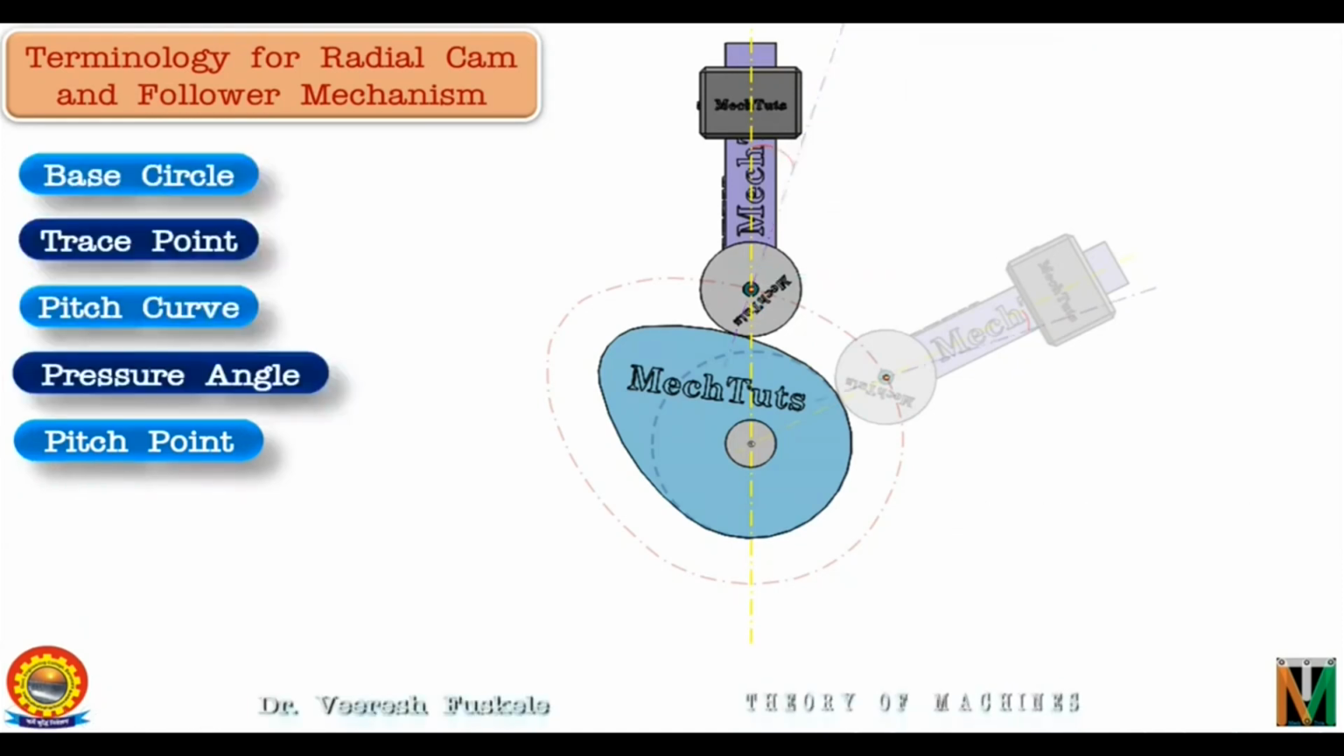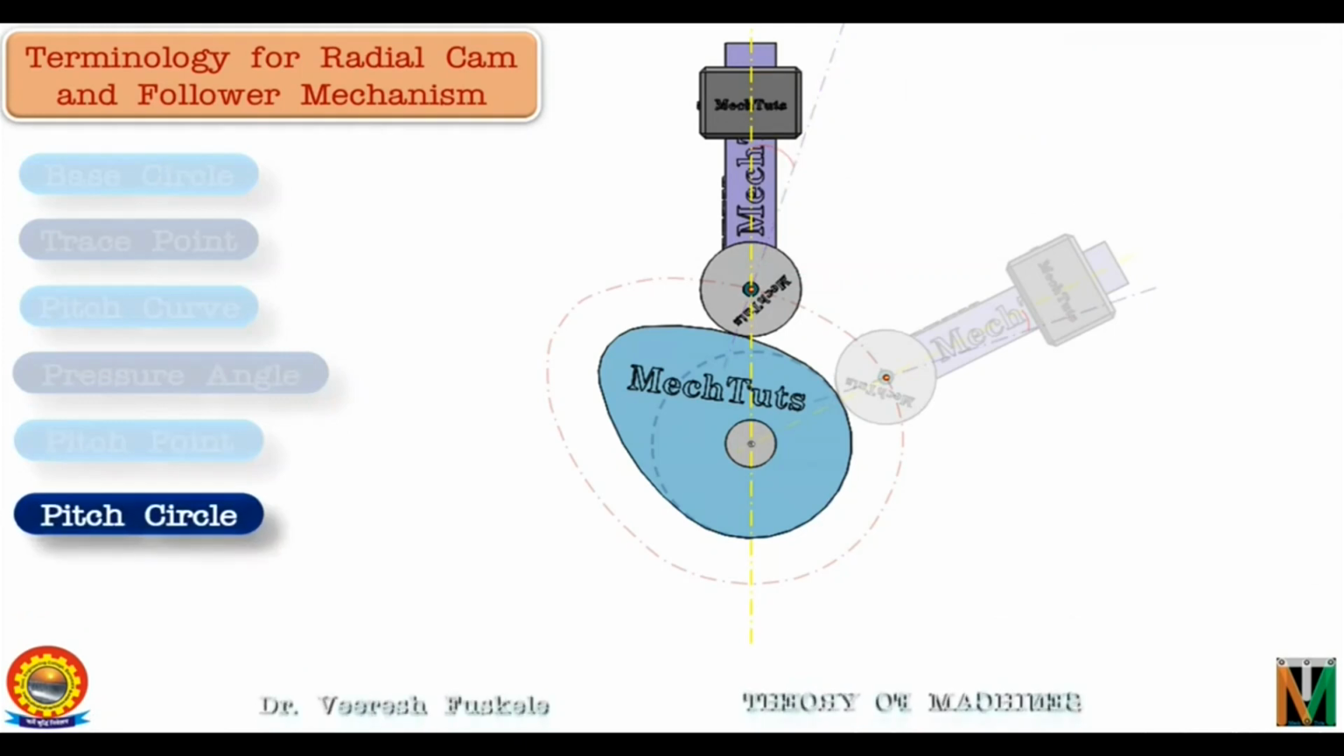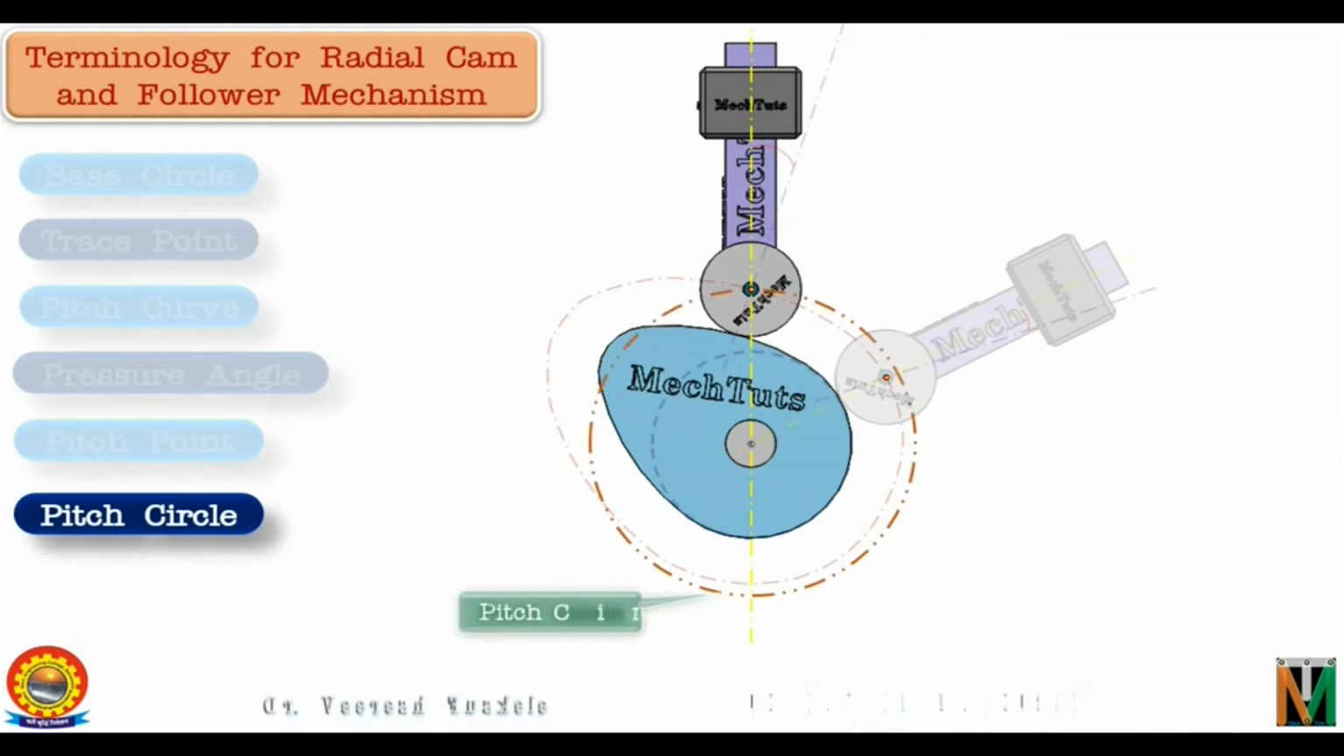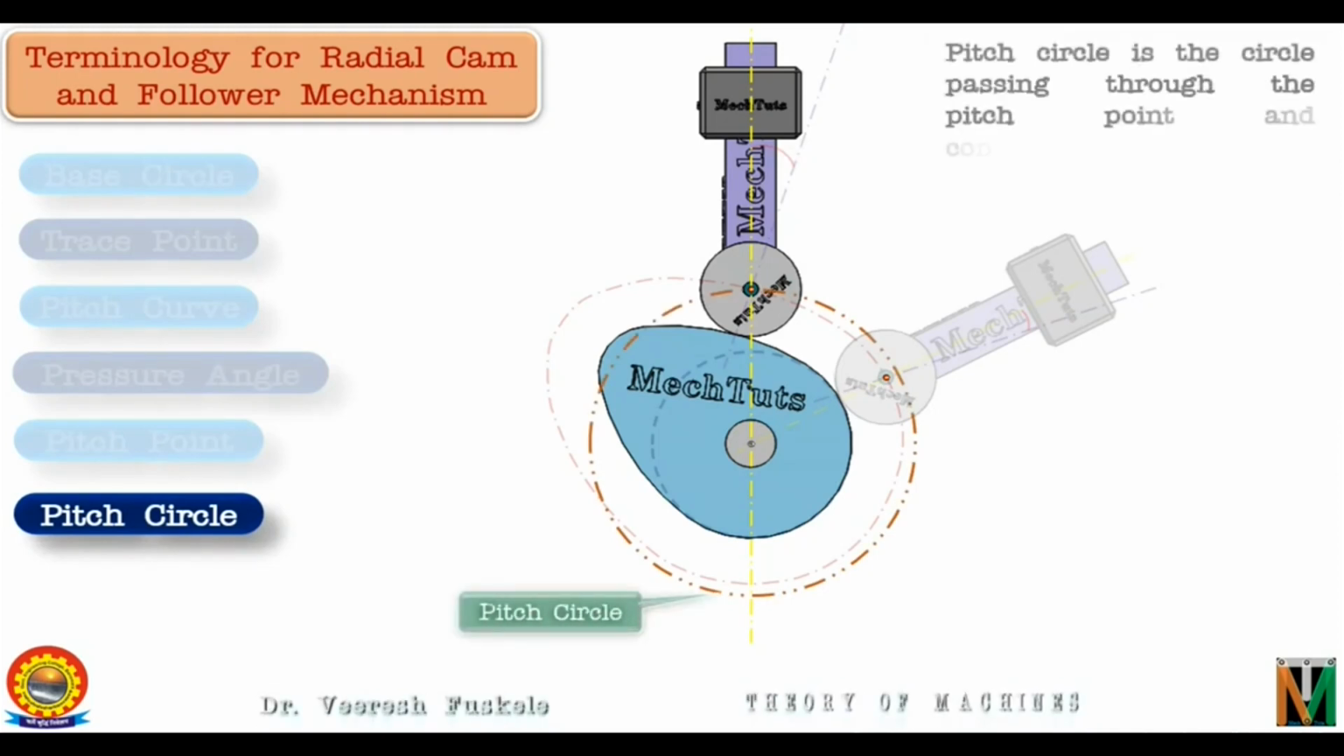Next we have the pitch circle. The pitch circle is the circle that passes through the pitch point and is concentric with the base circle. And the center of this pitch circle will be the center of the cam.